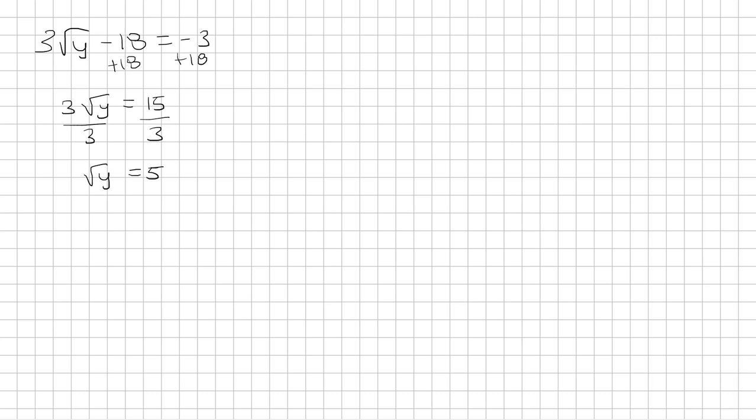Last step, we want to get rid of the square root. So the way you get rid of the square root is by squaring both sides. We have y is equal to 25, and that is our answer.